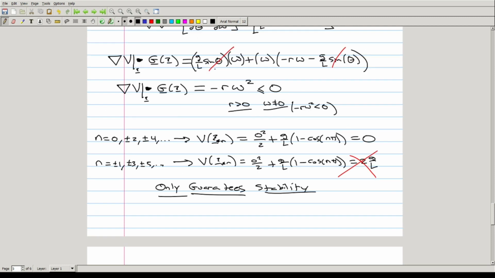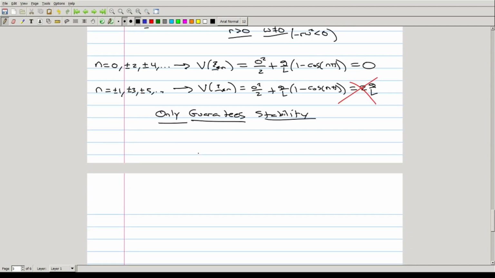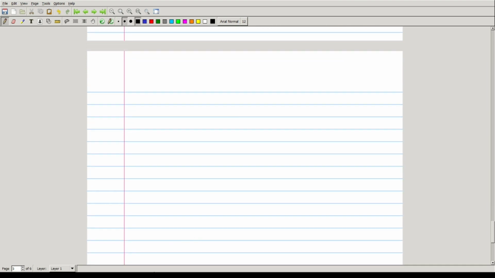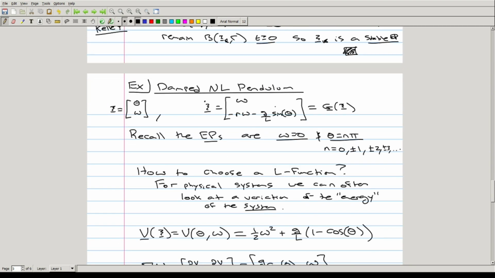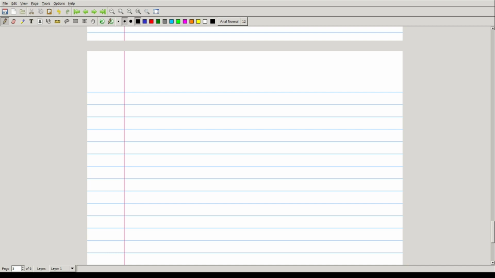Because when omega is 0, this is equal to 0. This is not a strict Lyapunov function. And this is sometimes an issue that hopefully we will resolve by the end of the lecture today, because we do know that these points for this example system of differential equations, because of the damping term here, are asymptotically stable.